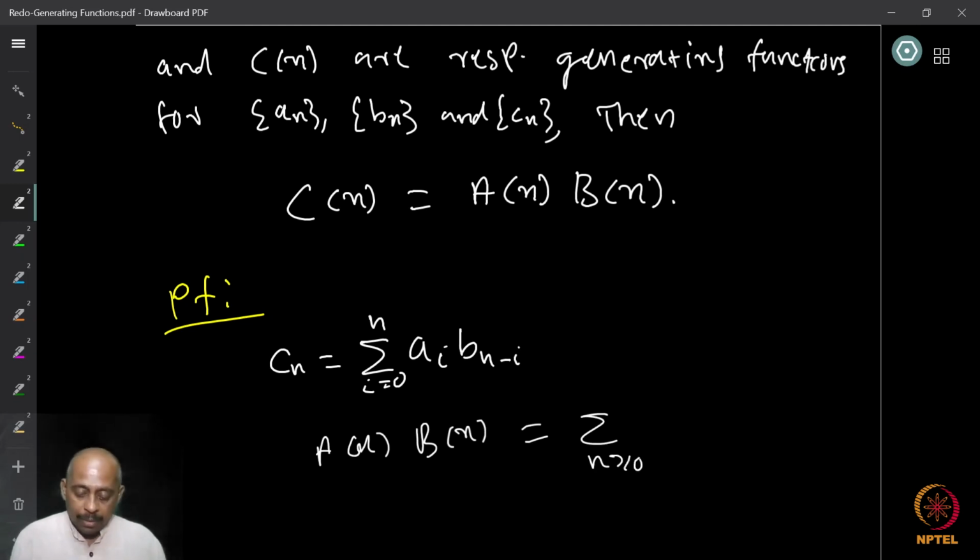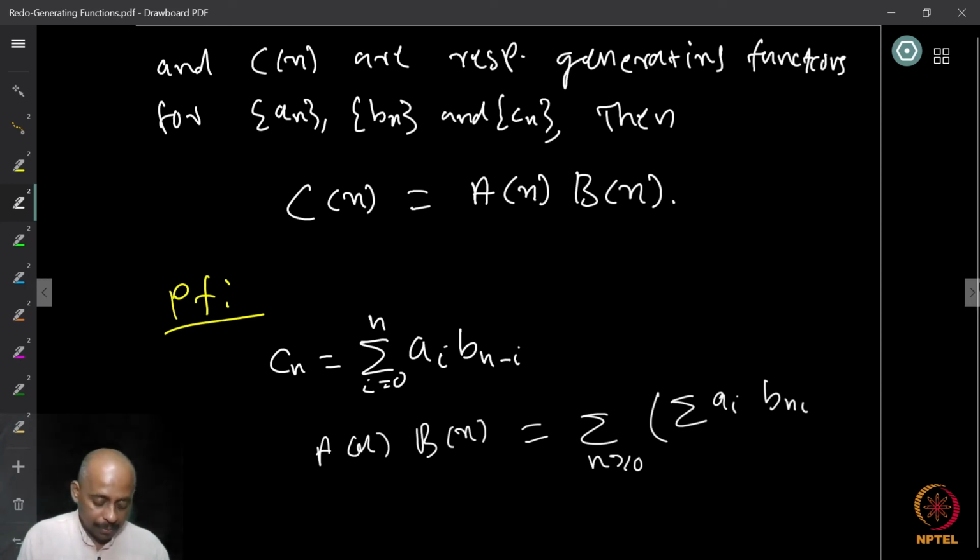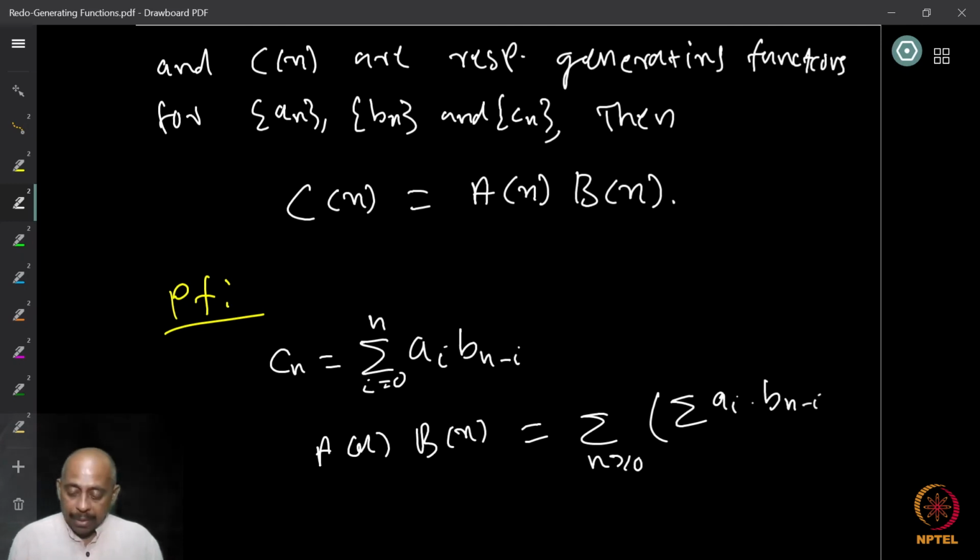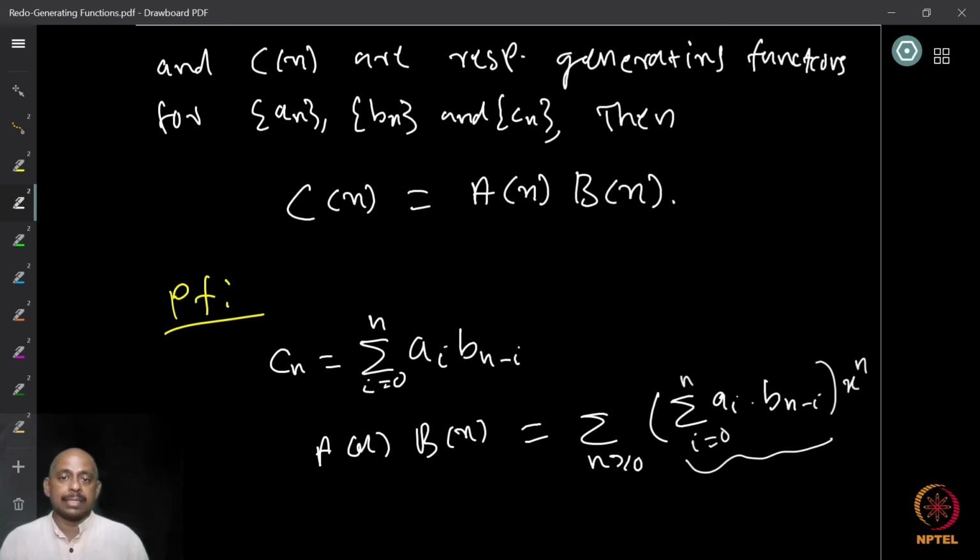Summation n greater than or equal to 0, summation a_i times b_{n-i}, i ranging from 0 to n, x raised to n, right? This is the generating function of the product. But then, what is this? This is precisely C_n, right? So therefore, I have summation C_n x^n, which is the generating function for the sequence C_n, right?